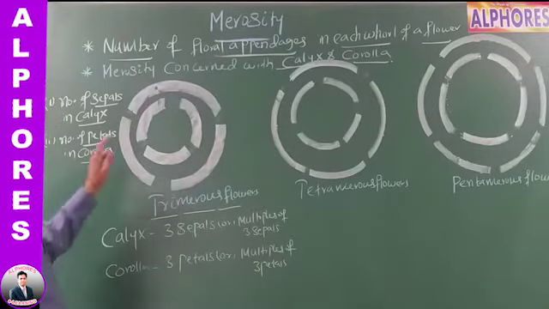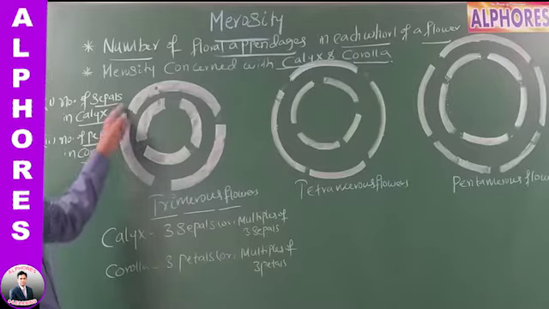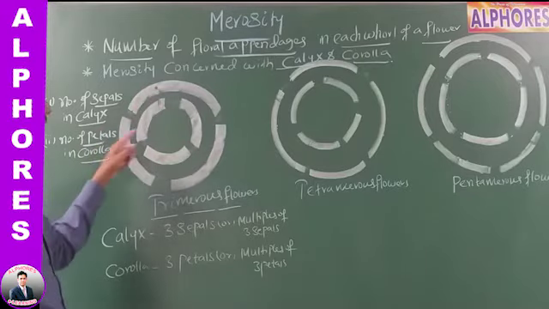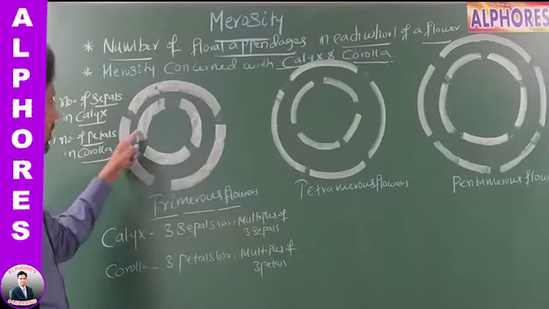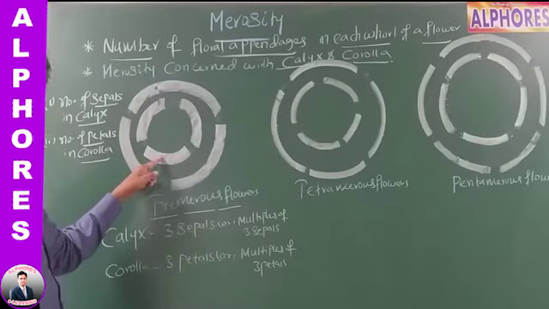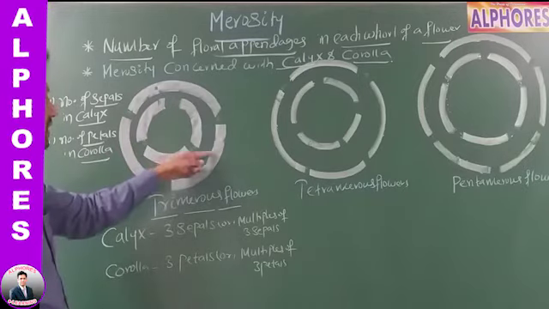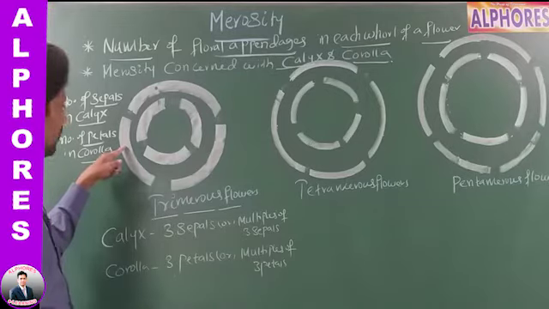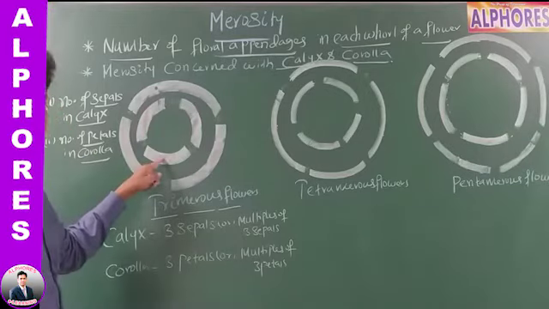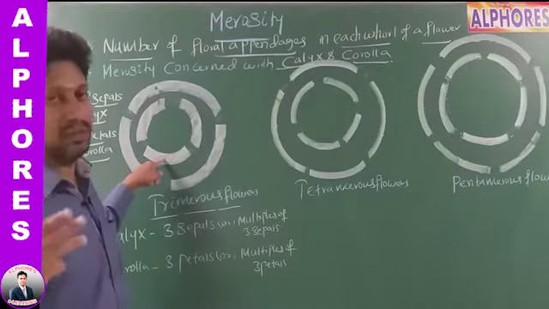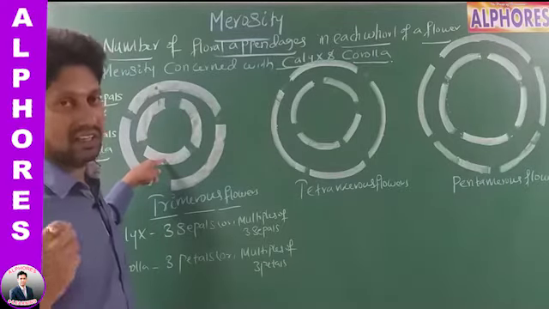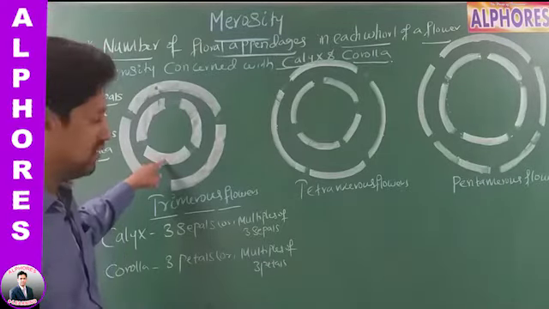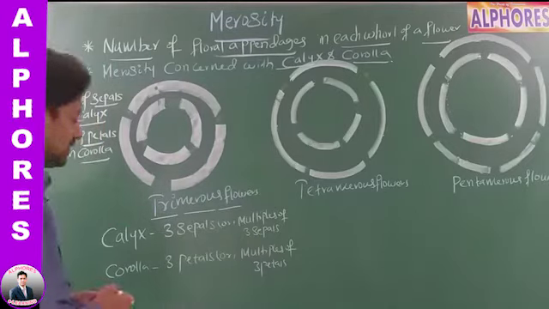Right. Therefore, trimerous flowers. Calyx is with how many sepals, sir? 3 sepals. Corolla is with how many petals, sir? 3 petals. Calyx with 3 sepals or multiples of 3 sepals? Multiples of 3. 3 into 2, 6. 3 into 3, 9. Is it okay? 3 table. Right. Corolla with how many petals? 3 petals or multiples of 3 petals. It means petals may be 3, 6, 9, 3 table like that. Okay, right. Sir, trimerous flowers, examples, monocots.